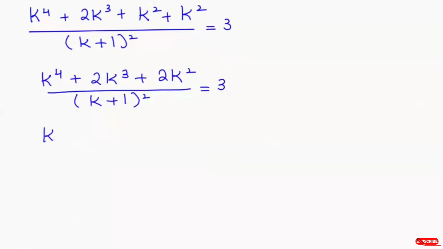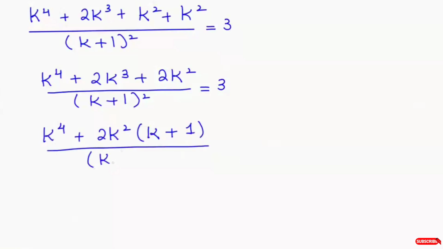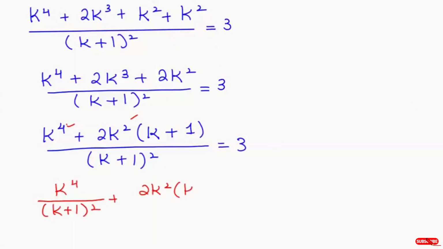Now next I am going to take common of 2k square. Here only k will remain, plus here we do the common, here 1 is remaining, over k plus 1 whole to the power of 2 is equal to 3. This k plus 1 whole to the power of 2 is dividing both the numerators. So I'm going to write k to the power of 4 over k plus 1 whole to the power of 2 plus 2k square k plus 1 over k plus 1 whole to the power of 2 is equal to 3.